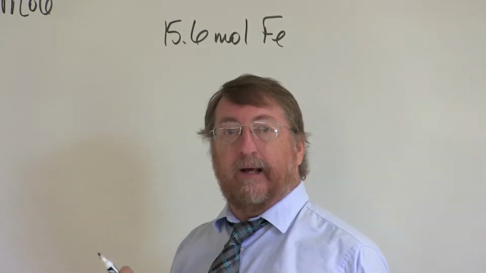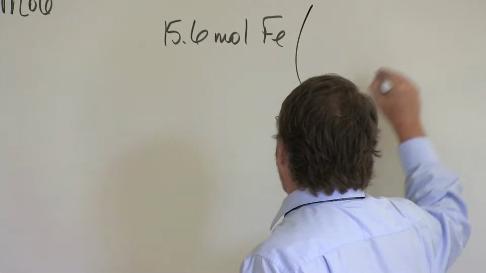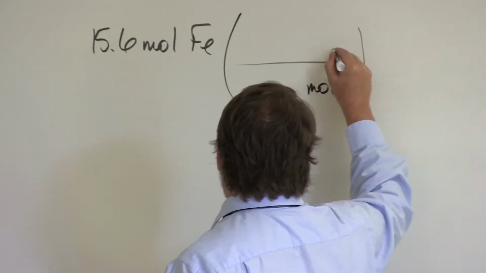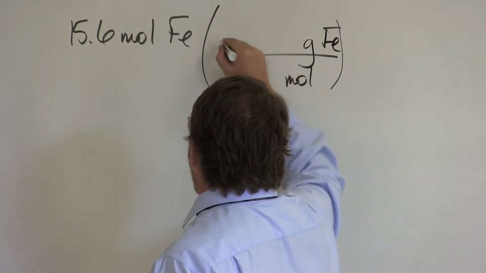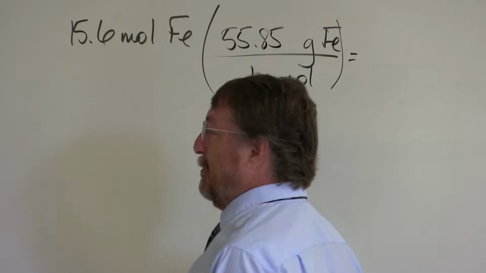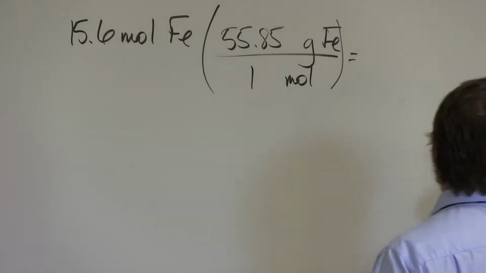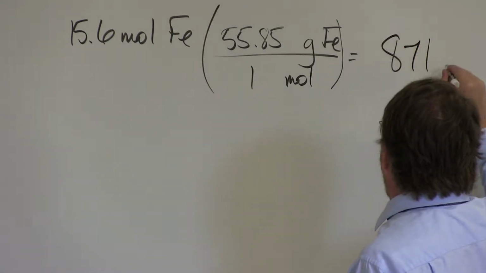Well, I'm going to look up the periodic table. It's going to tell me there's 55.85 grams per mole. So I'm going to go over here and say, okay, the mole is the unit I have. That's going to the bottom. Grams on top. We're talking about grams of iron in 1 mole. That's 55.85. I'm going to punch that in my calculator. When I punch it in the calculator, I'm going to get 871 grams of iron.